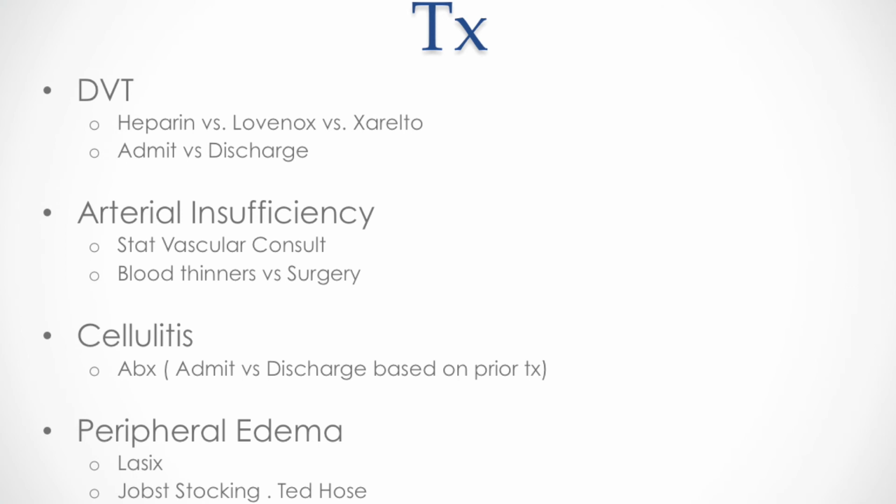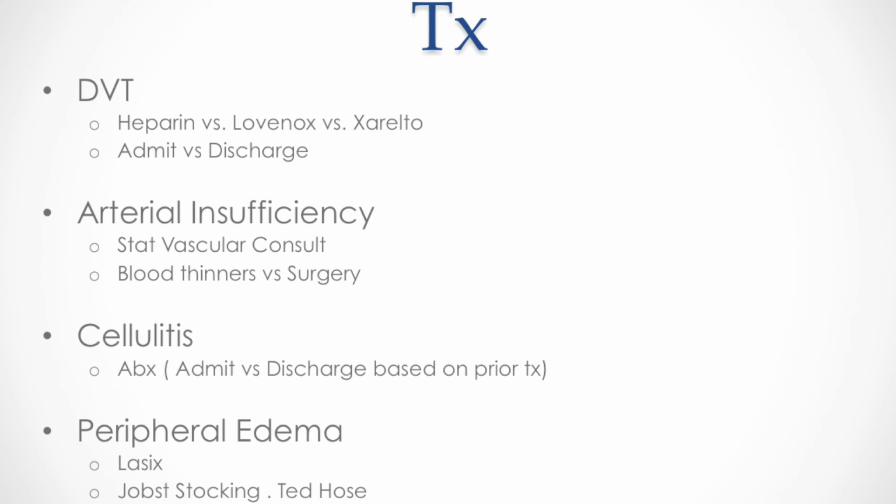You can actually lose muscle, you can lose flow to that area, and you have significant damage which may end up in amputation. So blood thinners versus surgery is the treatment, and surgery being the most likely disposition if you're finding that the patient does not have pulses and they have arterial clots.